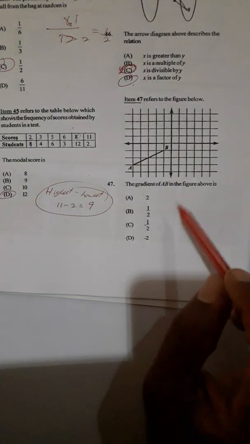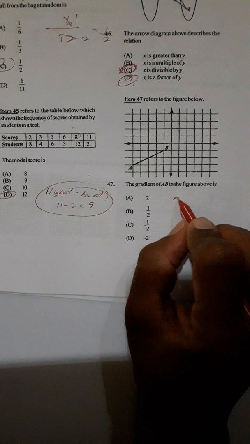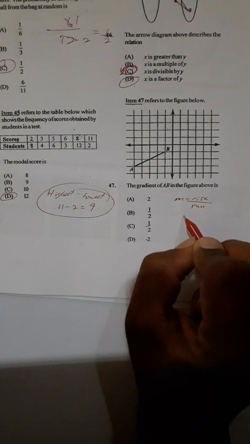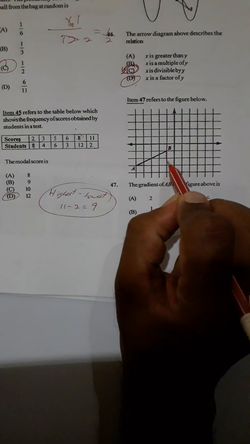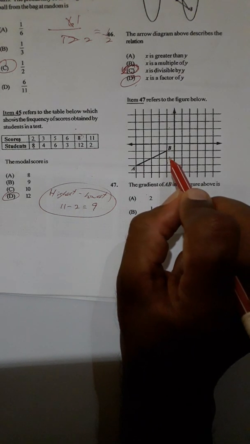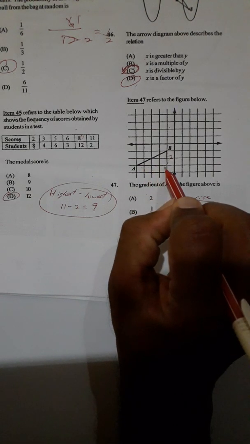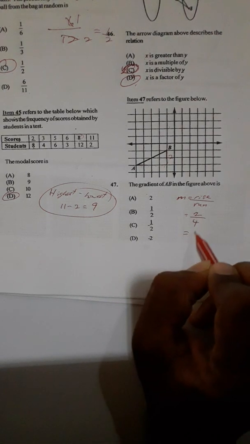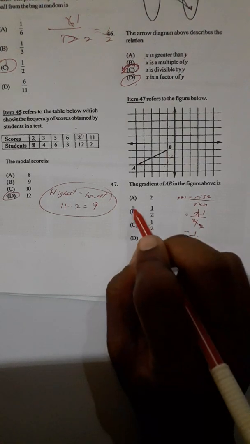Good. The gradient of the line AB in the diagram is, so we know gradient, which is represented by the letter m, is rise over run. We form a right angle triangle. The rise: we count the boxes, 1, 2. So the rise is 2. The run is 1, 2, 3, 4. So the rise over run is 2 over 4, which we can simplify to a half. It will be positive half.